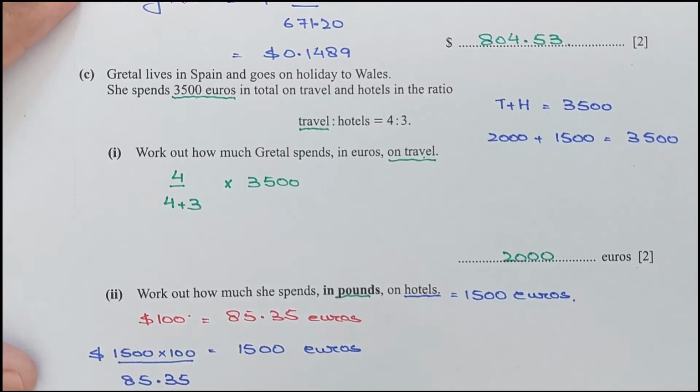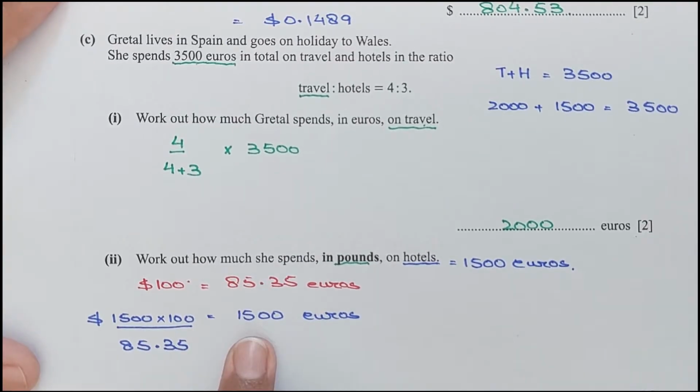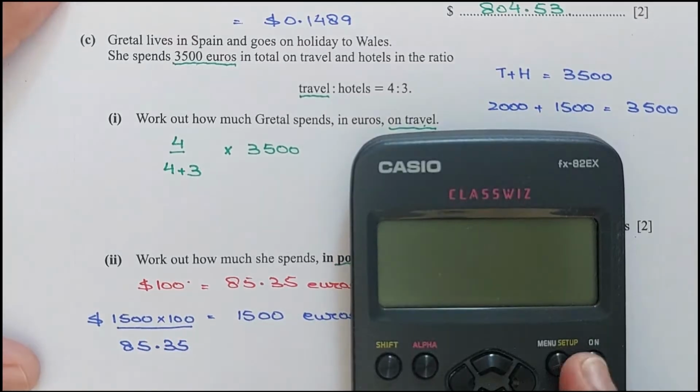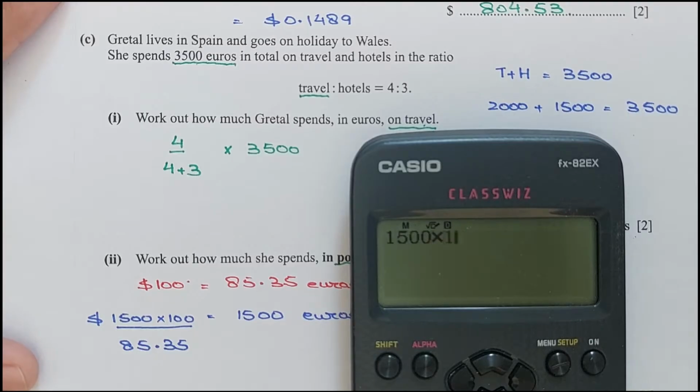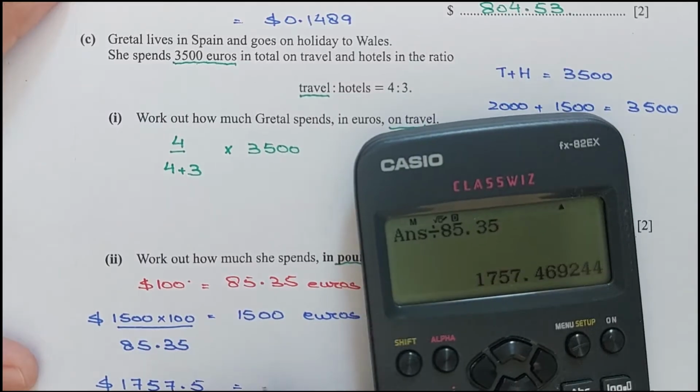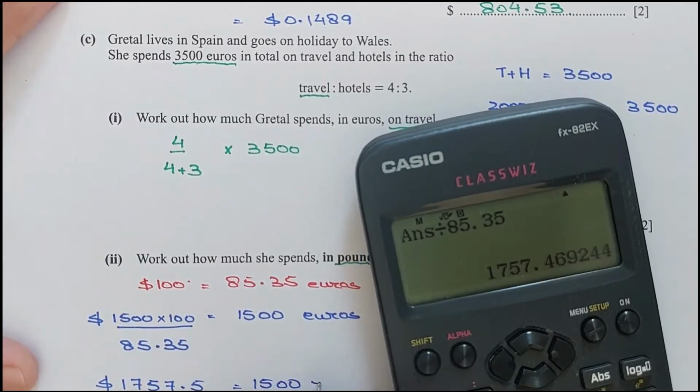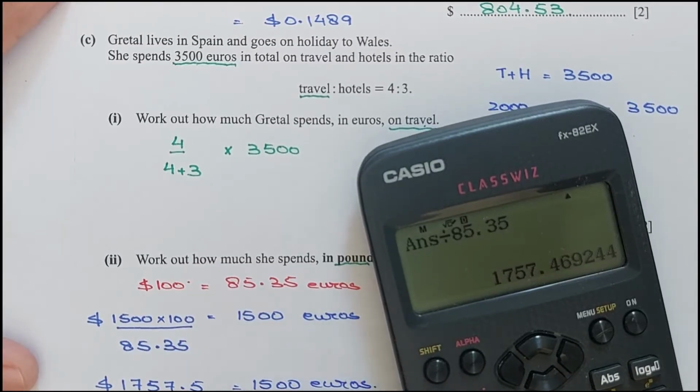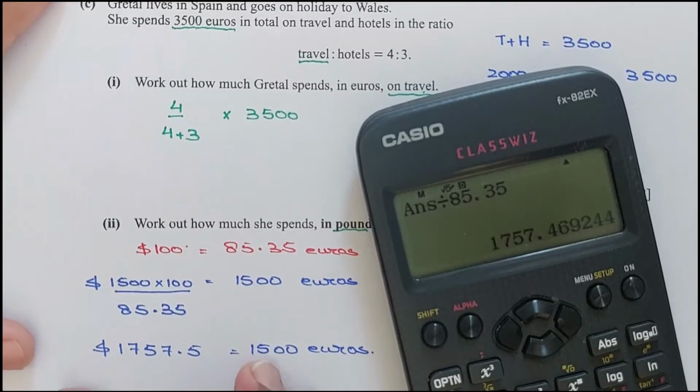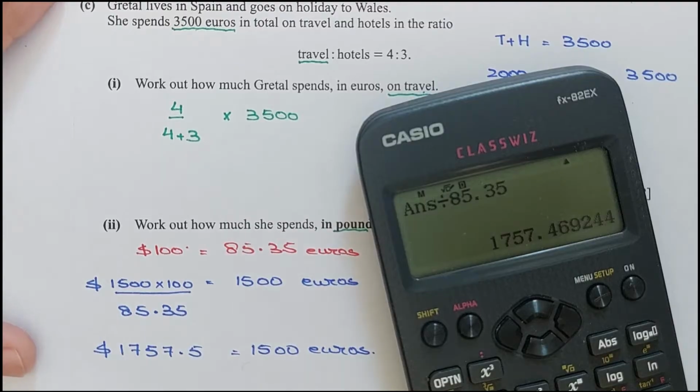We are using the same technique. First we find 1 euro, which equals 100 out of 85.35, and multiplying both sides by 1,500, we get 1,500 multiplied by 100 divided by 85.35, which equals $1,757.5. So 1,757.5 dollars equals 1,500 euros. We have converted 1,500 euros into dollars. Now we have to convert dollars into pounds.